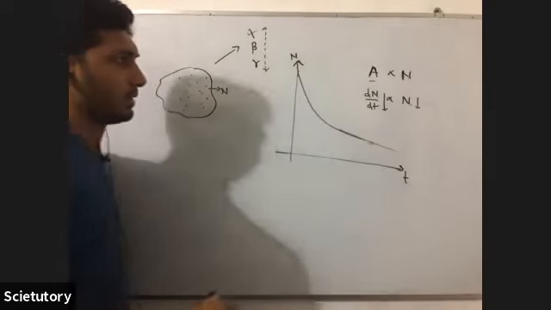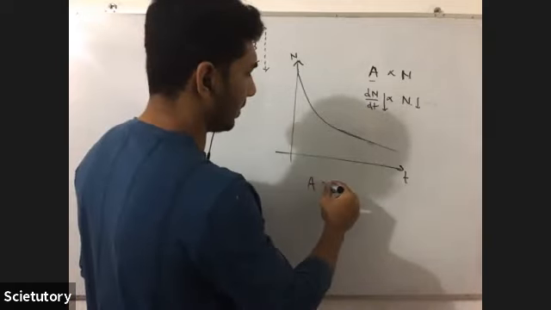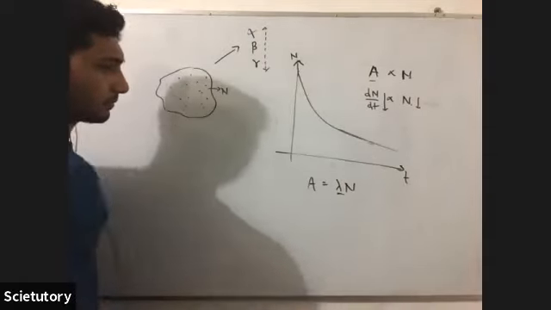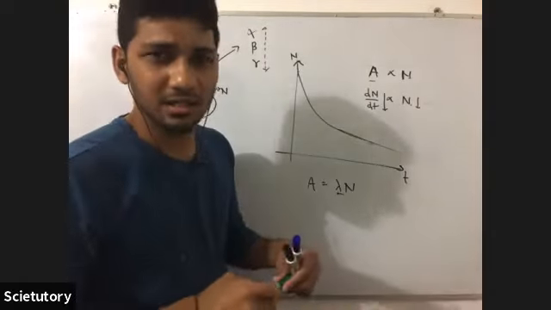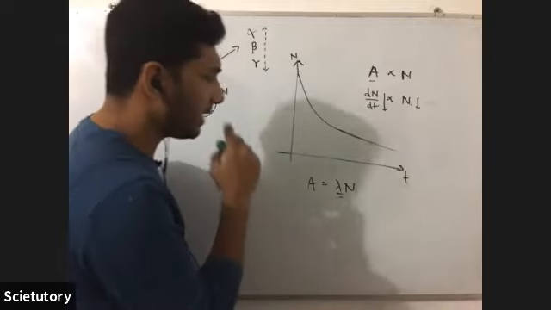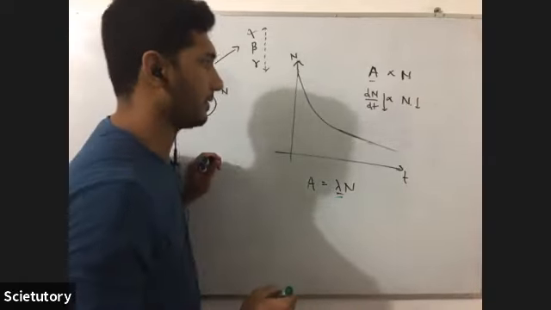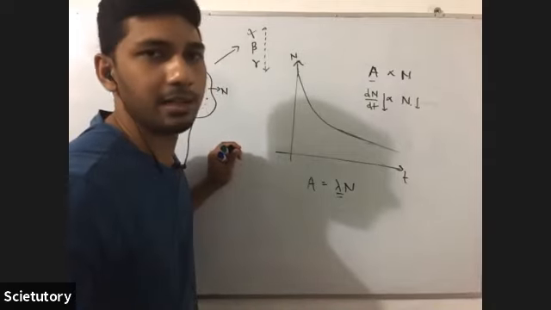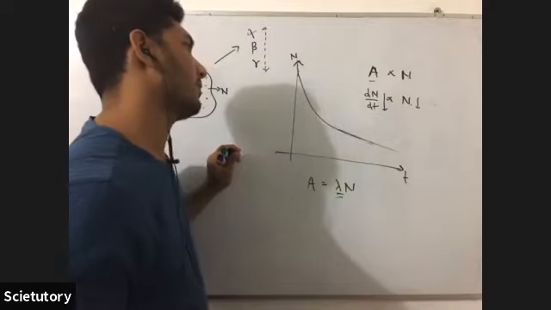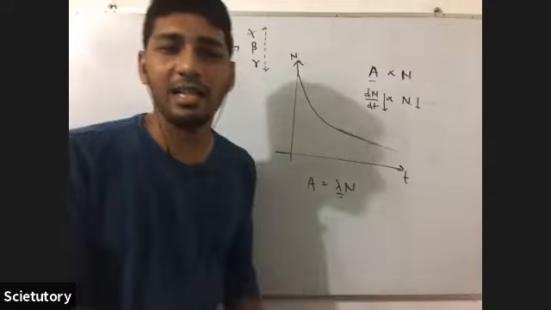So let's make an equation using this. You have to put a constant called lambda. What's the name of this? Decay constant. And there is something called half-life. So what is half-life? Half-life is the time taken for the number of undecayed nuclei to become halved.